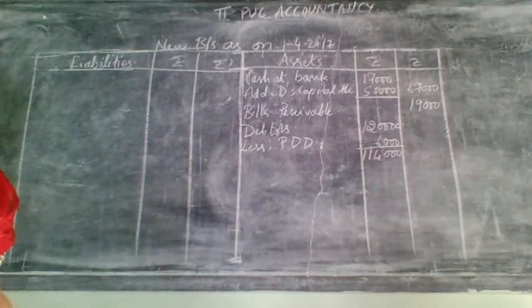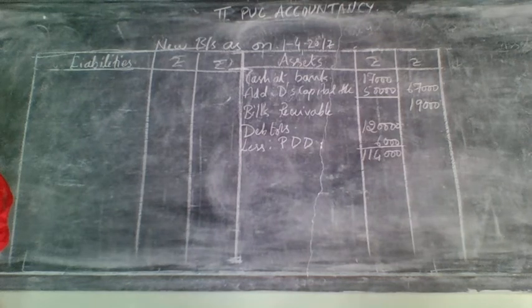Now check in the revaluation account. PDD, whether it is on the debit side of the revaluation account or the credit side. Here it came on the credit side. Why?